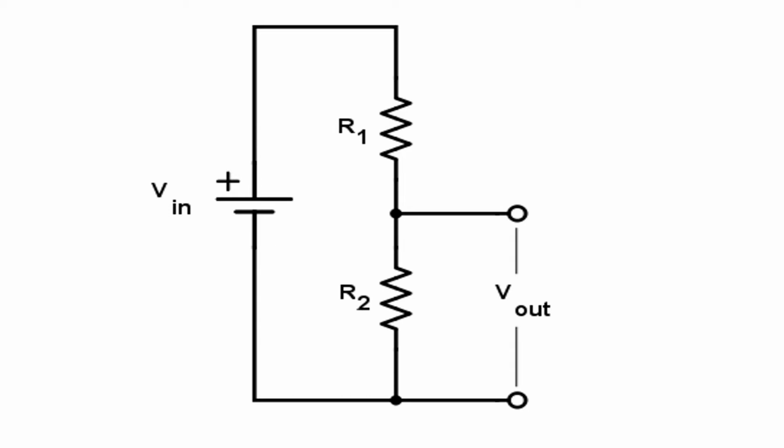This is a simple schematic diagram of a voltage divider. Basically, it is just composed of two resistors connected in series, and we will be talking more about that in the next couple of minutes.